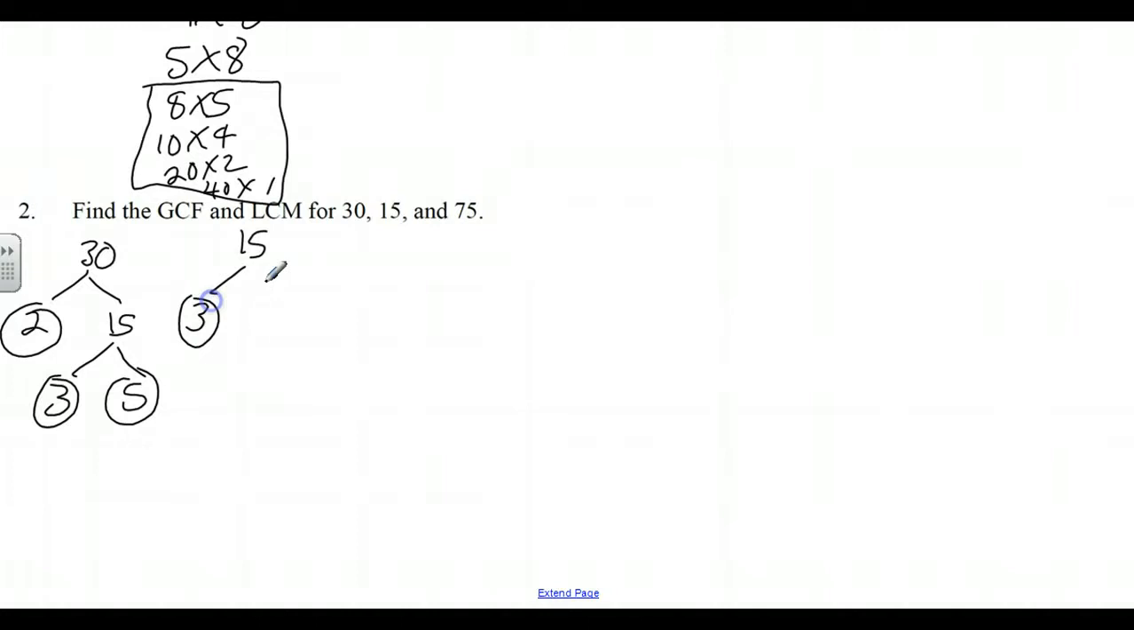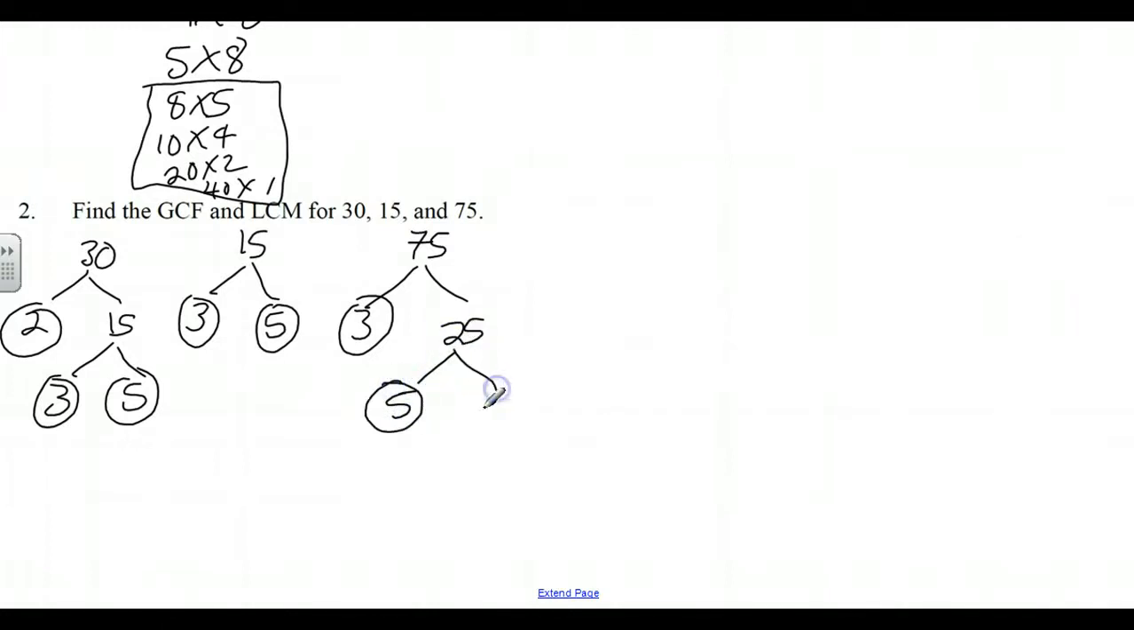15, 3, and 5. Factored pretty easily. 75, 3 prime times 25. Composite. If the number's not prime, it is composite. Or it's 1. Special 1.